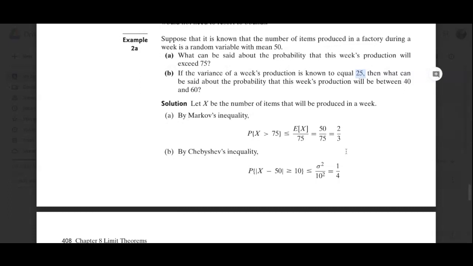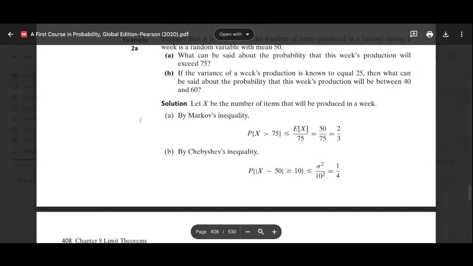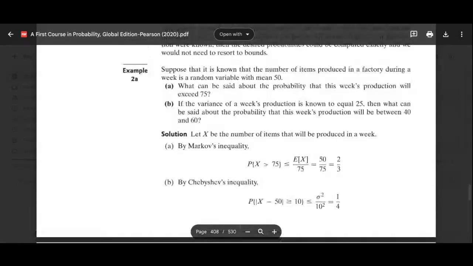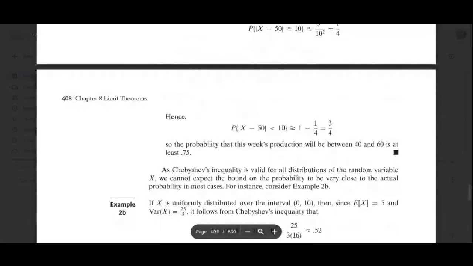Sigma squared is 25. So 25 divided by 100, that's 1/4. So same thing, we have an upper bound for this. We don't have enough information to know exactly, but we can at least have an upper bound for it. A lot of times we cannot calculate the exact value, but with lower bounds and upper bounds, sometimes it's good enough for us. Does anyone have any questions about this? All right.